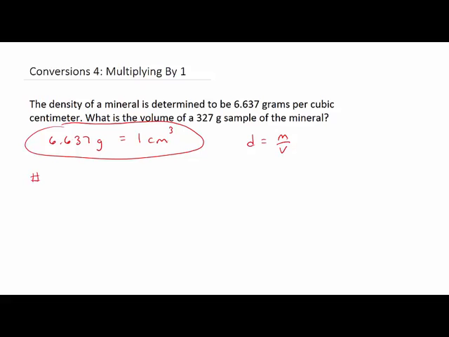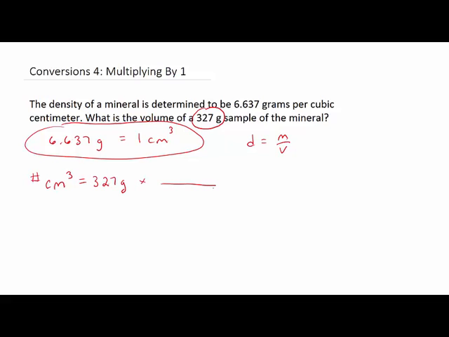So what are we looking for? The volume. I didn't specify which volume to use. Since I have a relationship that uses centimeters cubed, let's go there. I could have asked for it, though, in milliliters or something else. But we're going to try to get to the number of centimeters cubed. And what we know about this particular example is that there's 327 grams.